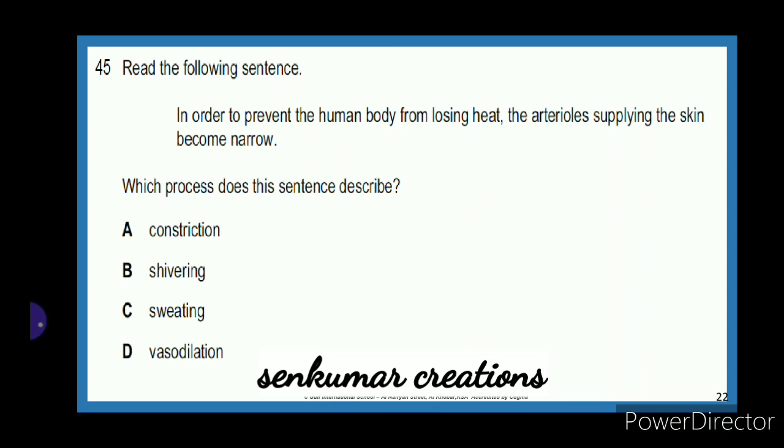So read the following sentence. In order to prevent the human body from losing heat, the arterioles supplying the skin become narrow. Which process does this sentence describe? Constriction, shivering, sweating, vasodilation. So constriction, okay. The answer is constriction, the correct answer.